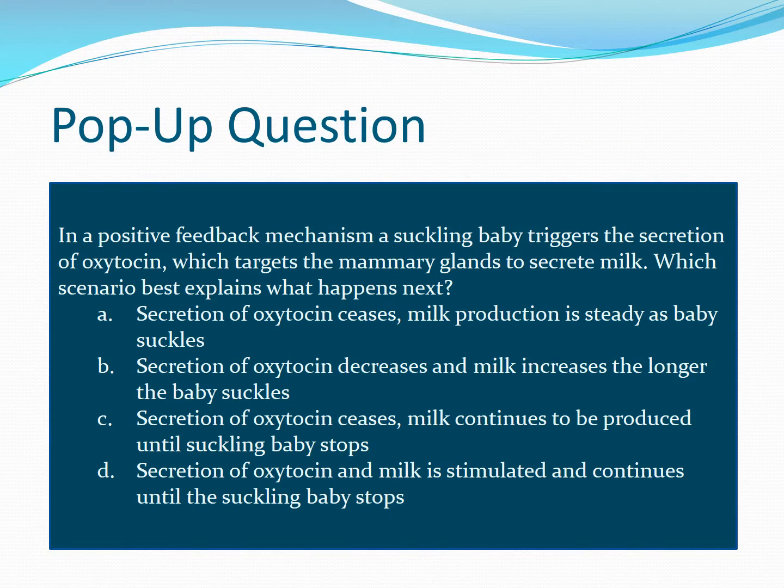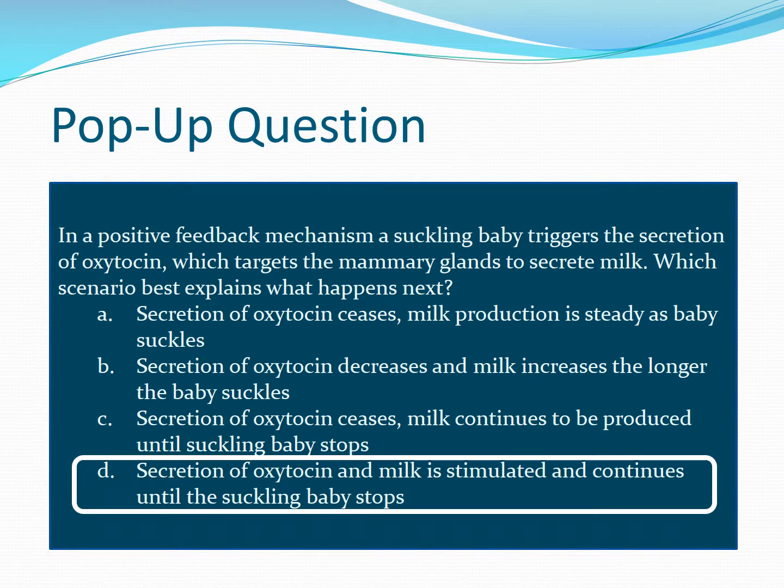So, pop-up question. In a positive feedback mechanism, a suckling baby triggers the secretion of oxytocin, which targets the mammary glands to secrete milk. Which scenario best explains what happens next? So what happens after that suckling baby triggers the secretion of the oxytocin? We talked before that the secretion of the oxytocin is going to stimulate the milk, and it's going to continue to do that until the suckling actually stops.